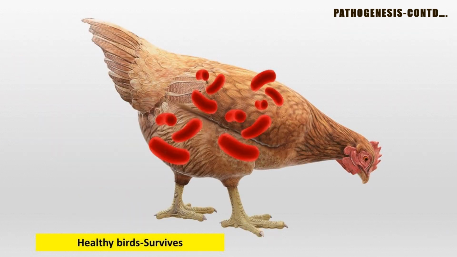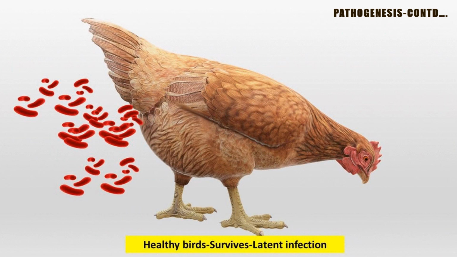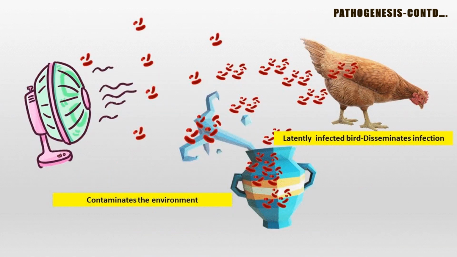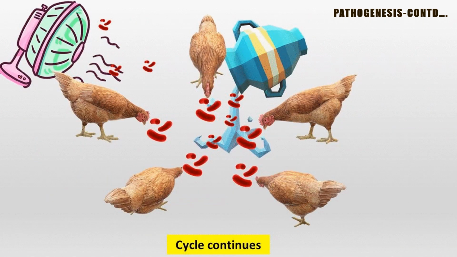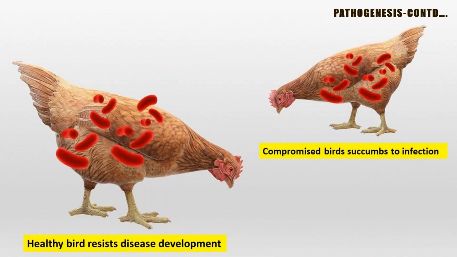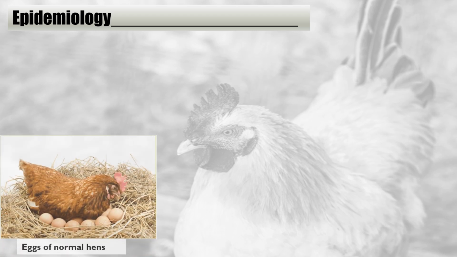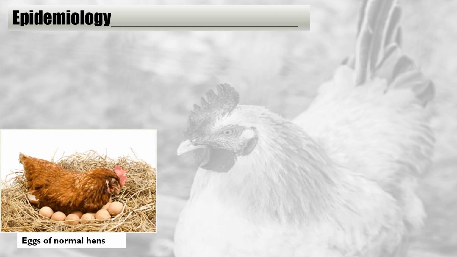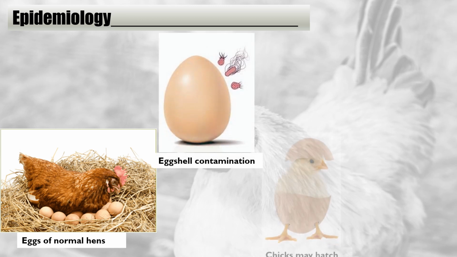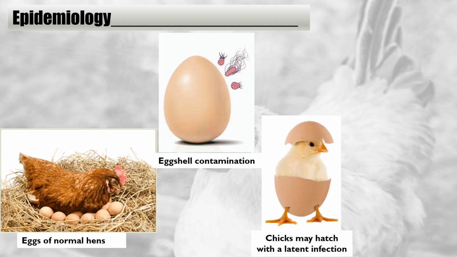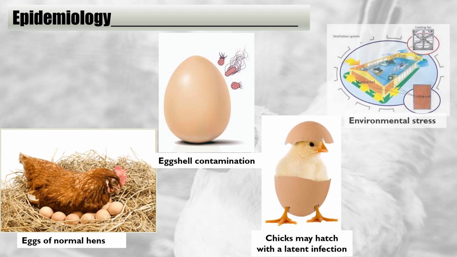Sequestered E. coli in such sites as the intestine, nasal passages, air sacs, or reproductive tract may be a latent source of infection. Certain pathogenic serotypes may have the ability to infect a normal bird. E. coli has been isolated from the eggs of normal hens. Its presence has been attributed to ovarian infection, oviduct infection, and to eggshell contamination followed by penetration. Chicks may hatch with a latent infection. However, active infection will typically only occur if some environmental stress or lesions initiates the disease process.